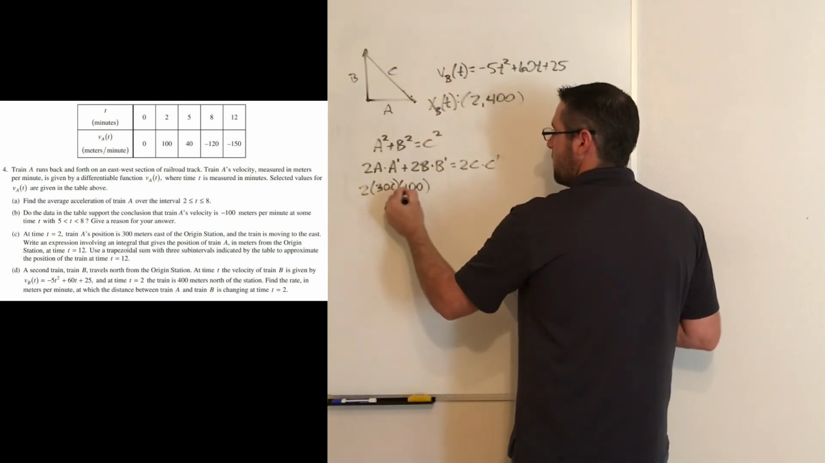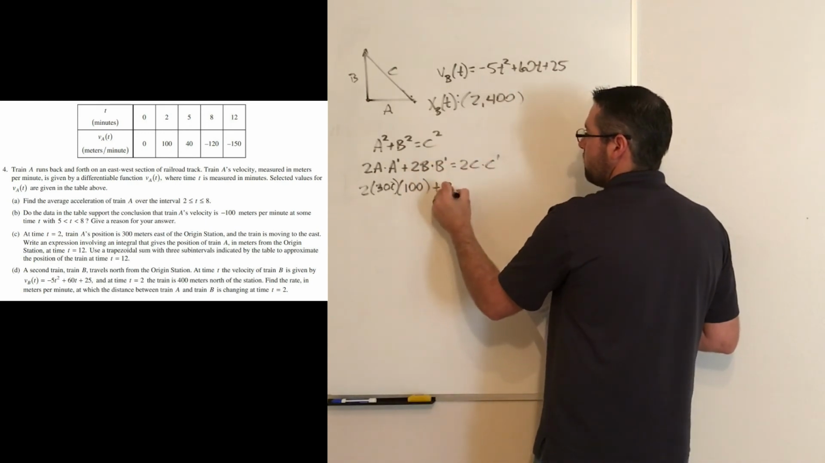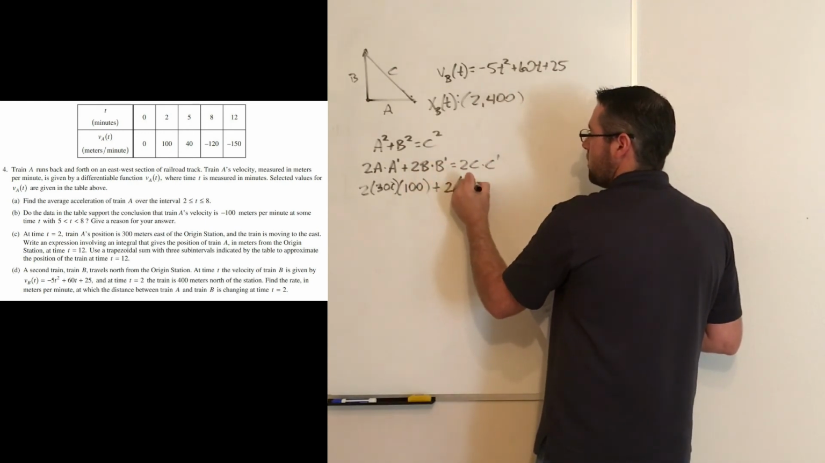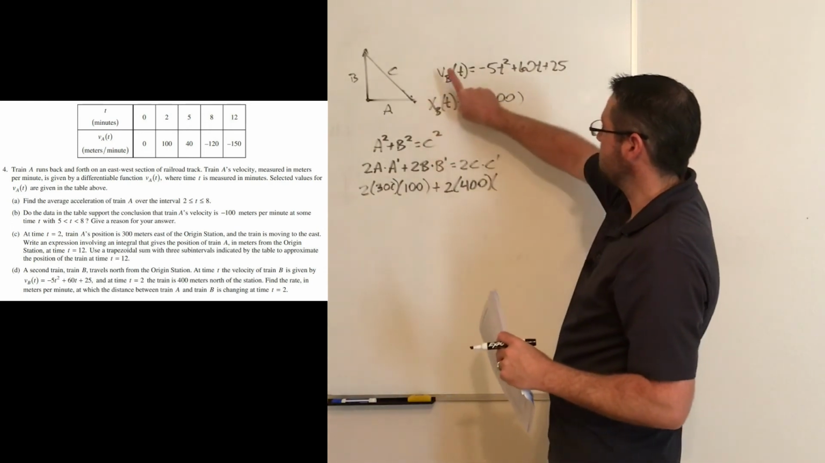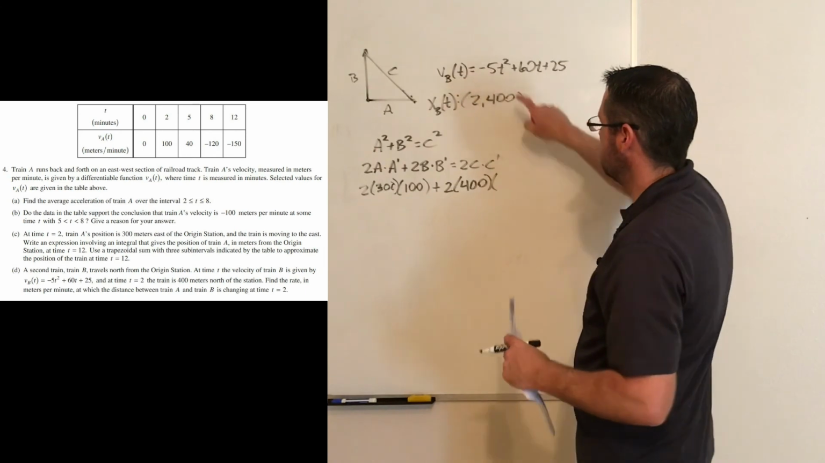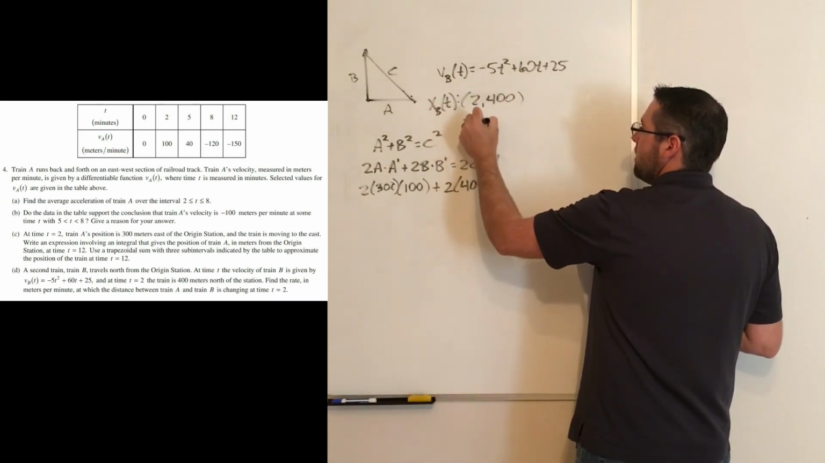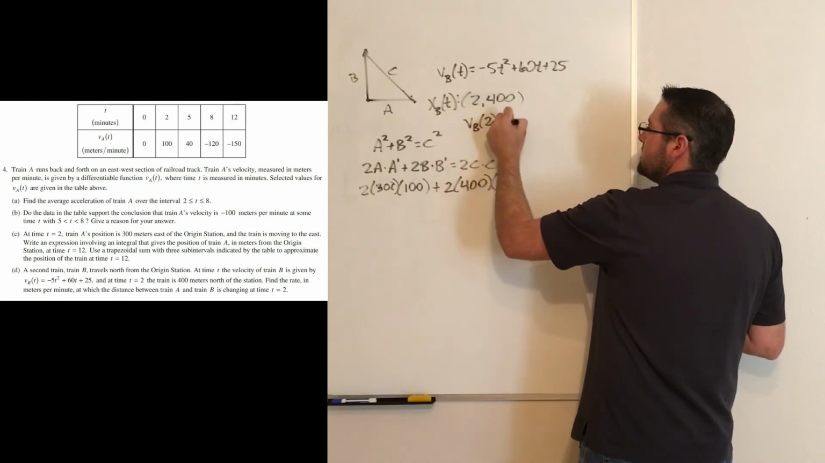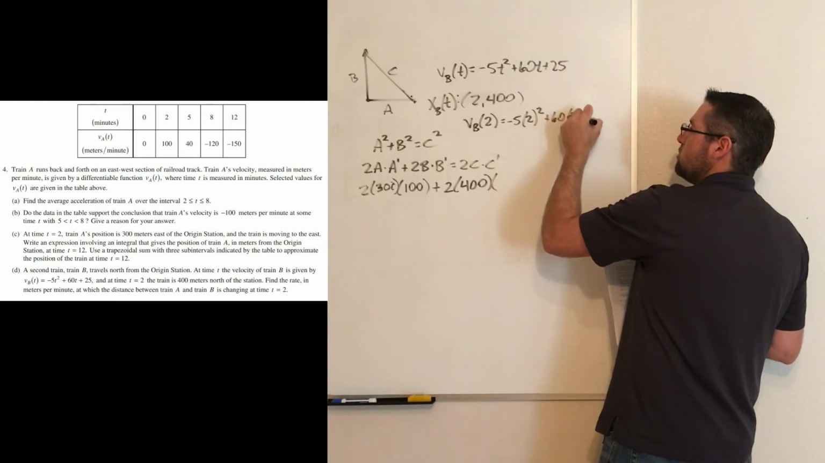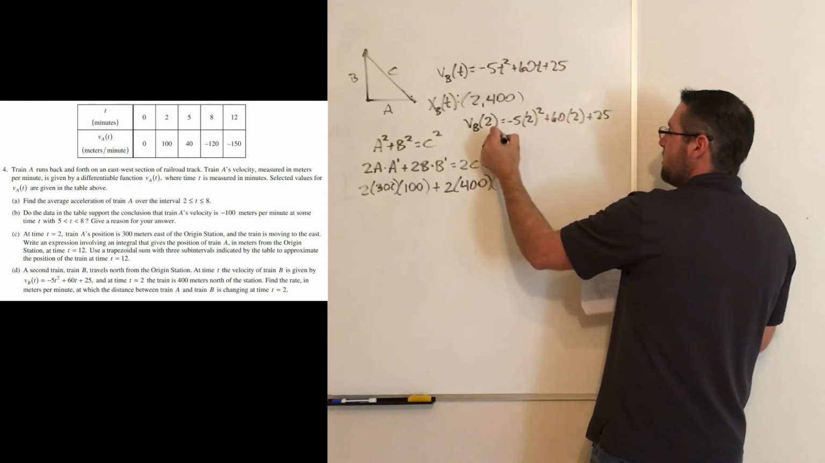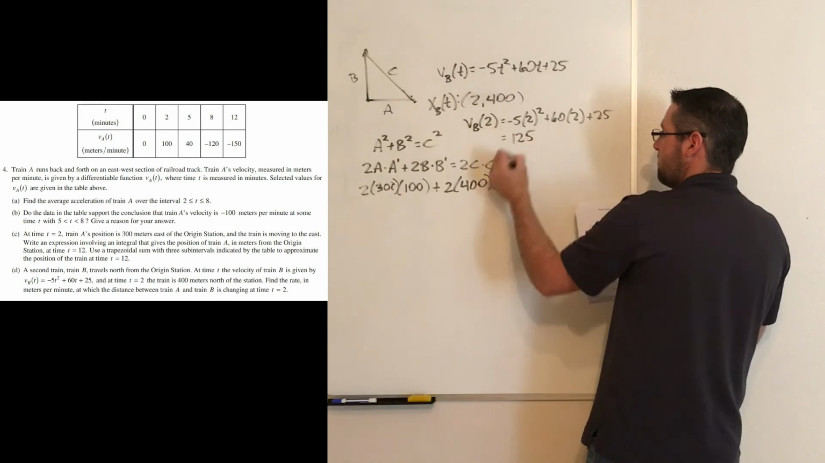All right. And then plus 2b, the position of B at 2 is 400. So 2 times 400. And then B prime is the velocity of train B at t equals 2. So we have to figure that out. So we just plug 2 into that. So B prime of 2 is negative 5 times 2 squared plus 60 times 2 plus 25. And that ultimately simplifies to 125.